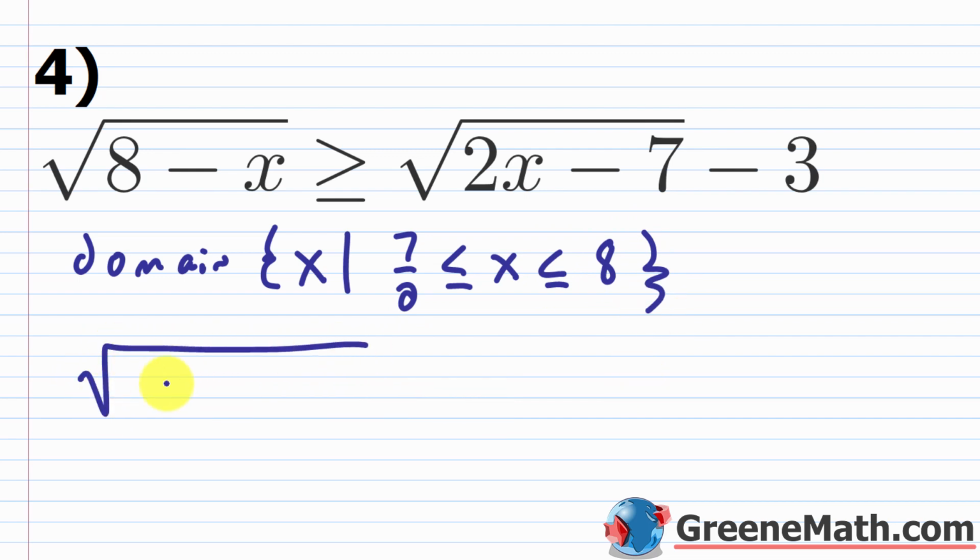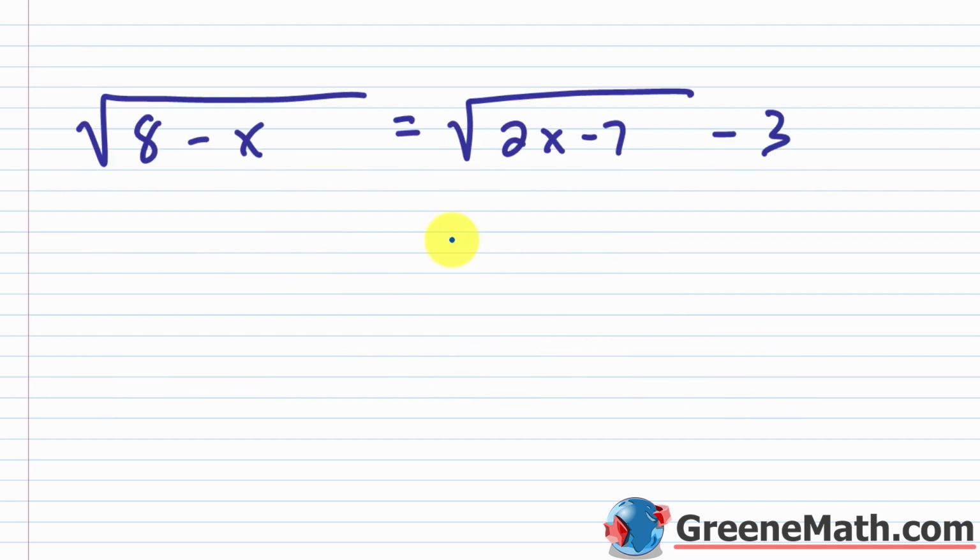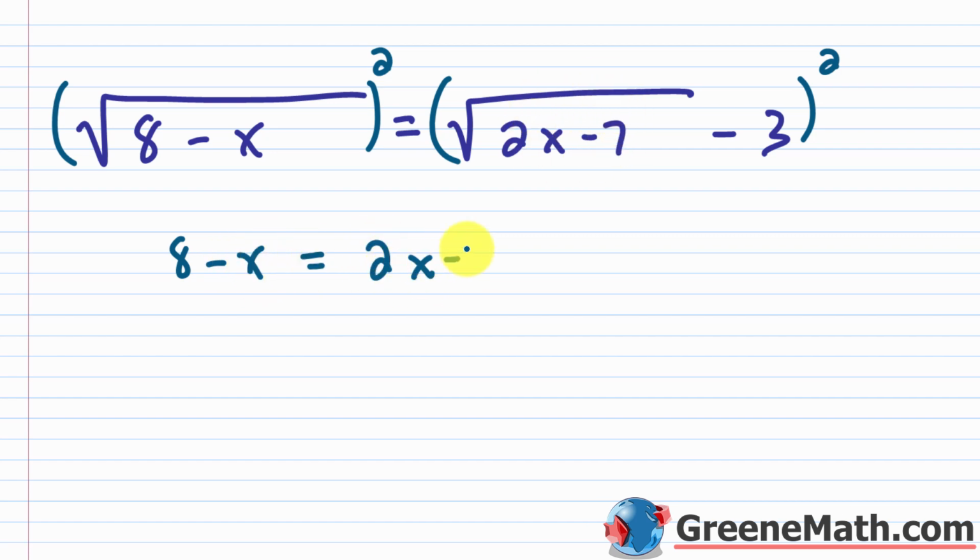We'll say the square root of 8 minus x is equal to the square root of 2x minus 7, and then minus 3. Okay, so I'm going to square both sides so I can get rid of the square root on the left. Unfortunately, I'll still have a square root on the right, but we'll deal with that in a moment. So I'll just have the radicand here. This is 8 minus x, and this is equal to, here I'm going to square this guy, so that would be 2x minus 7.